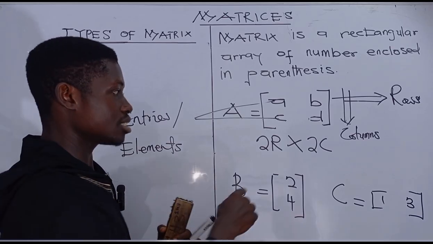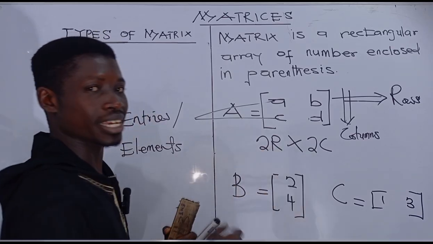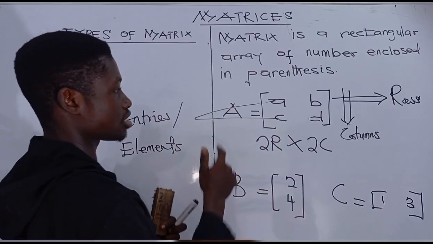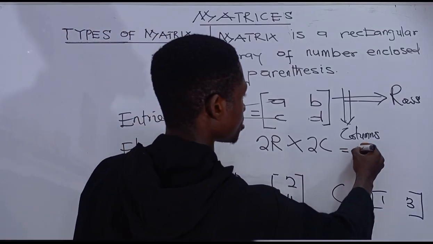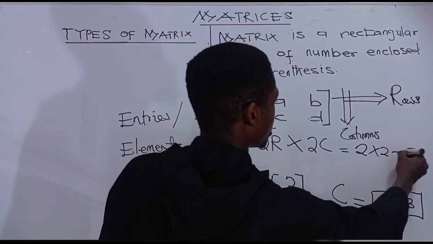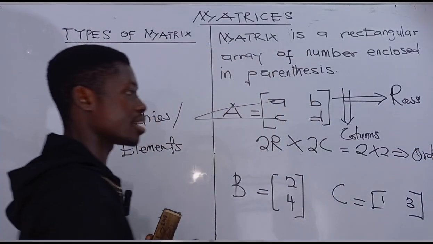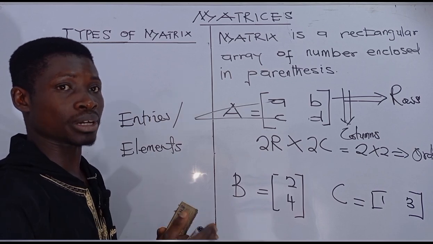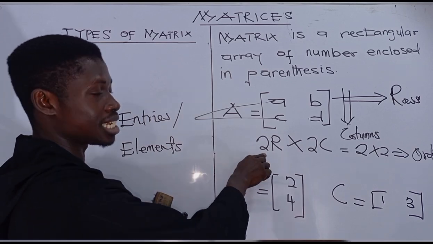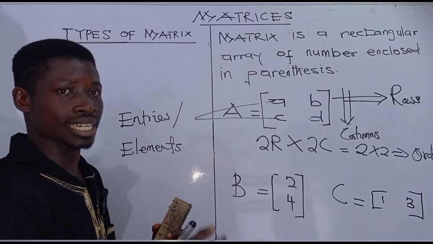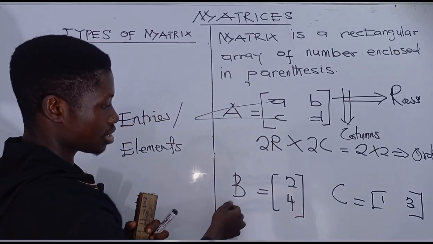The expression 2 by 2 is called the order of the matrix. So the expression 2 by 2 is called what? The order of the matrix. But when we talk about the dimension, we are referring to the number of rows and then the number of columns. Now let's look at matrix B.